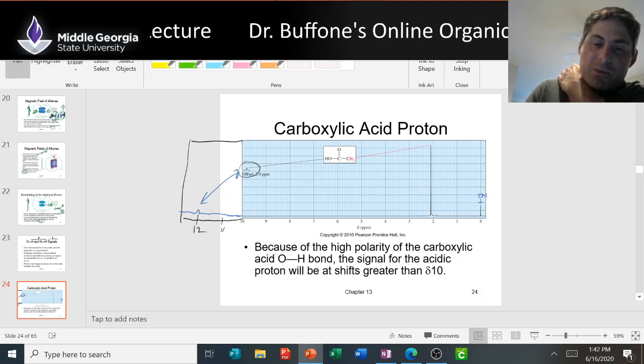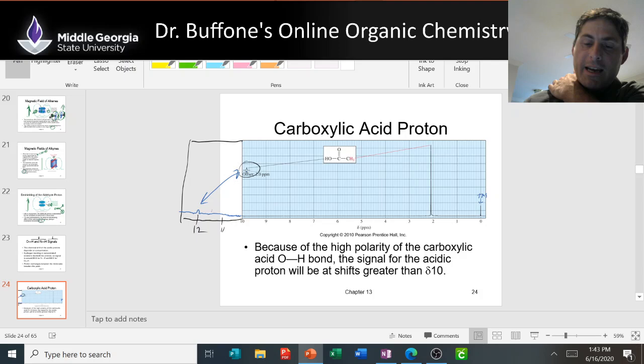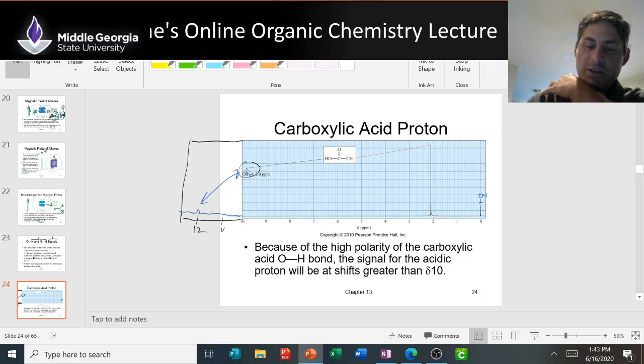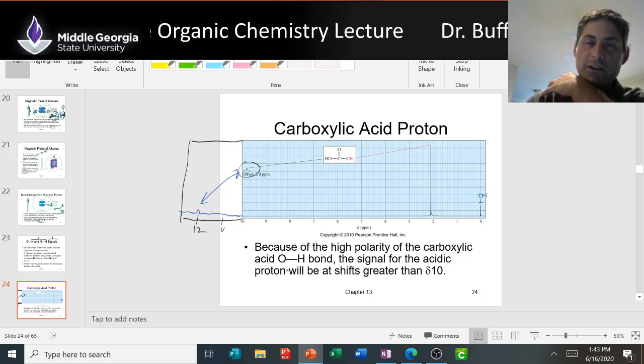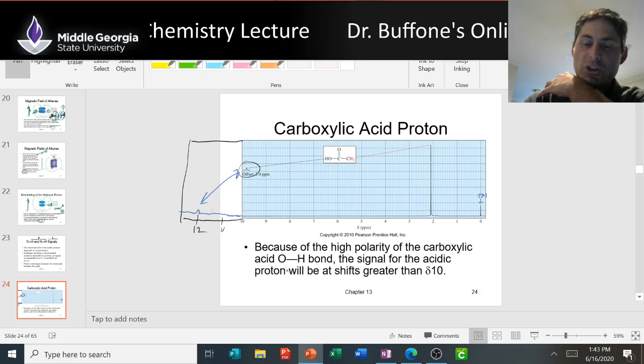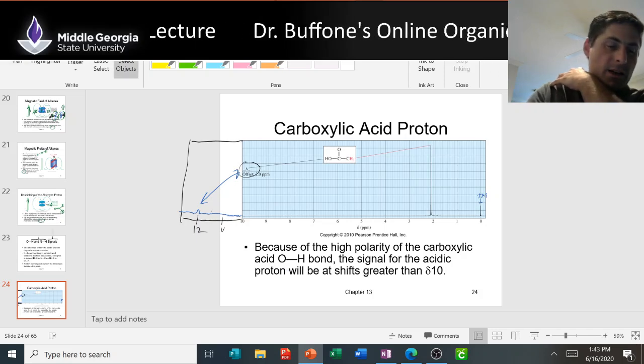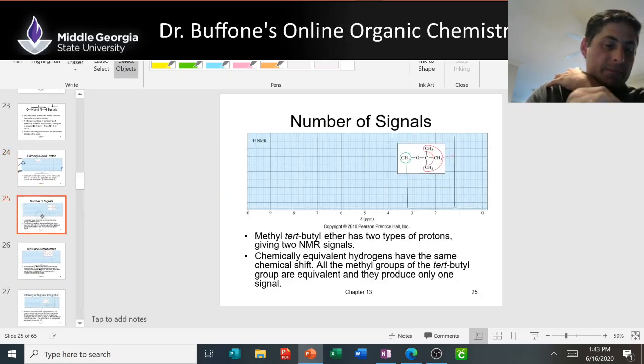And you notice that peak's rounded, right? Because it's an OH, and that is rounded because of the hydrogen being on an oxygen, and there is hydrogen bonding, which causes that.